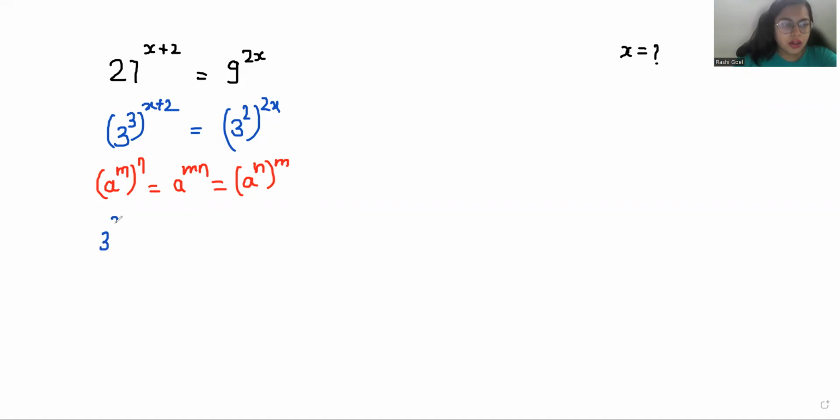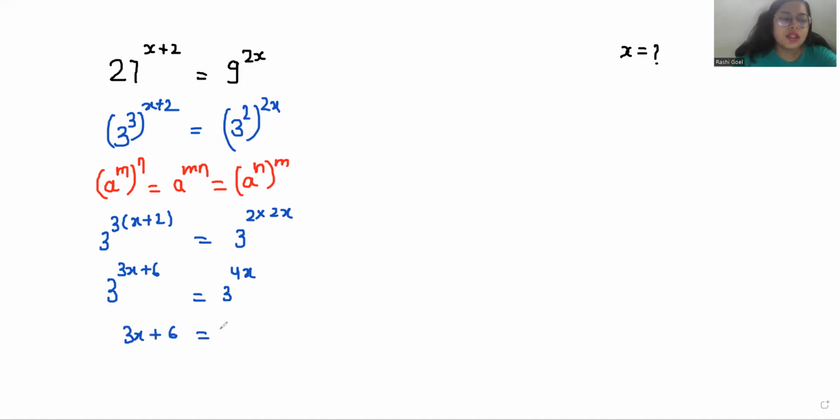So 3^(3(x+2)) equals 3^(2·2x). Now 3^(3x+6) equals 3^(4x). Now if the bases are equal, their powers are also equal. So 3x + 6 = 4x, 6 = 4x - 3x, 6 = x. The value of x is 6.